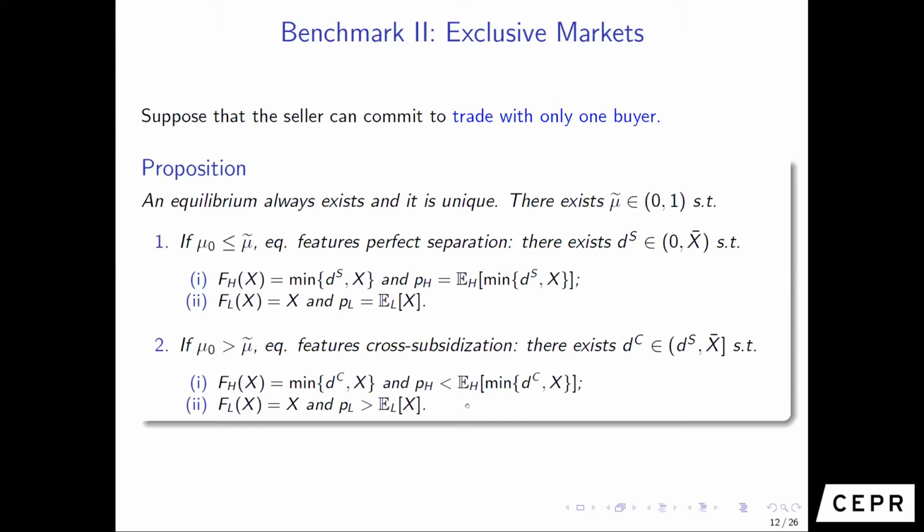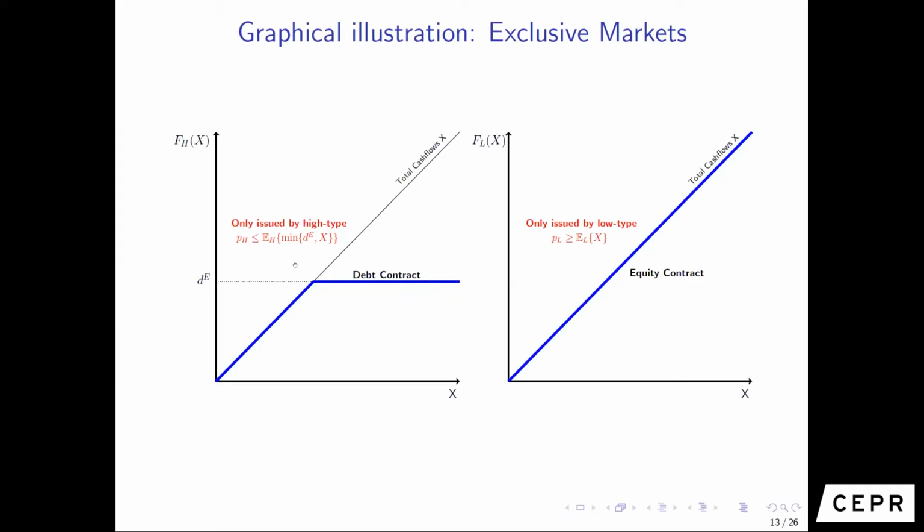But what we already see is that once you introduce asymmetric information in exclusive markets, there is a region where there's separation and types can be separated through retention. And then there's a region in which there is cross-subsidization from the high to the low type. So basically, if you were to plot the securities implied by the exclusive market setting, on the vertical axis I plot the cash flows. These are the cash flows issued by the H type and the cash flows issued by the L type. On the bottom, we have X, the cash flow realization.